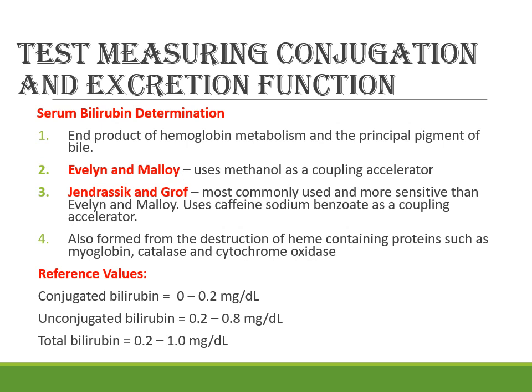Okay, so let's go now to some other tests. This particular test measures the conjugation and excretion function of the liver. First, again, we have the serum bilirubin determination, right? You learned in the past video about the production of bilirubin, right? So we have two methods under serum bilirubin determination. One is Evelyn and Malloy, and the other one is Jendrassik and Grof.